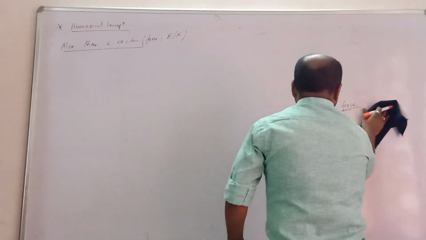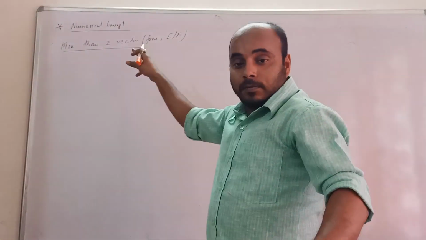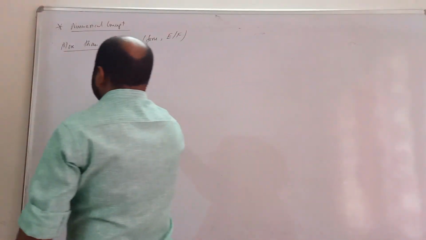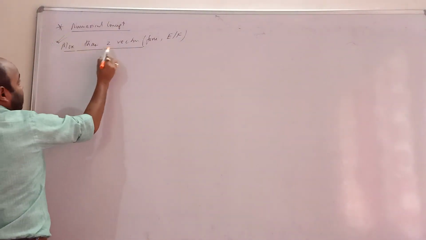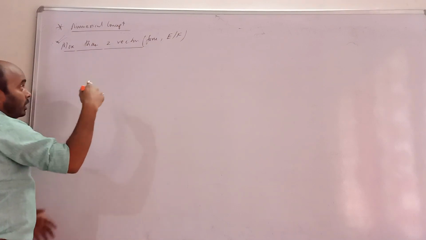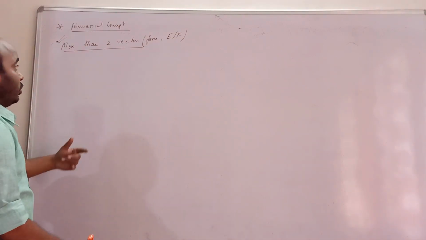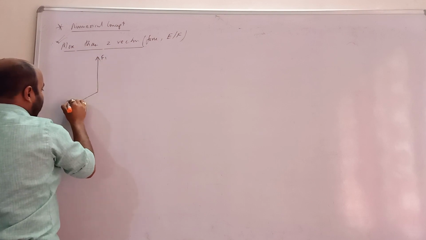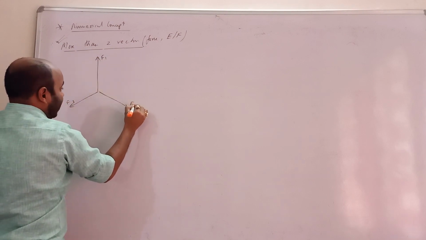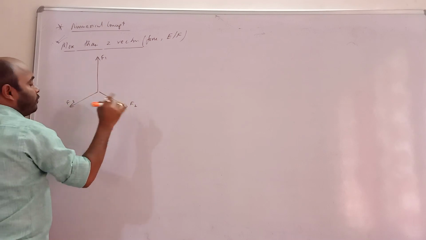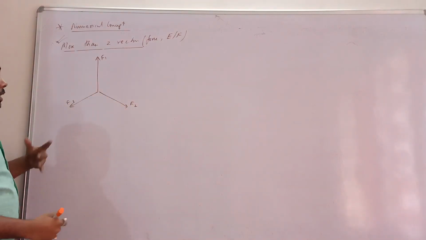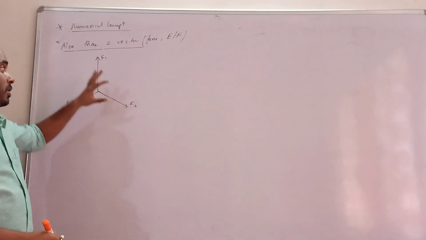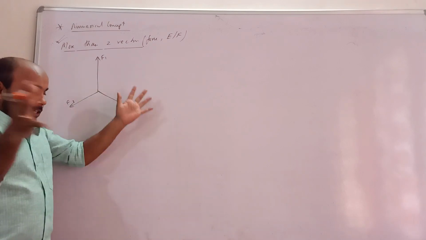Now a very important part is this. Most of the time we face this kind of thing, that is when we have more than two vectors, that means force or electric field. Now how to deal with more than two? For example, we have three forces F1, F2, F3. How to find the net force in these cases? All three forces are in different directions.